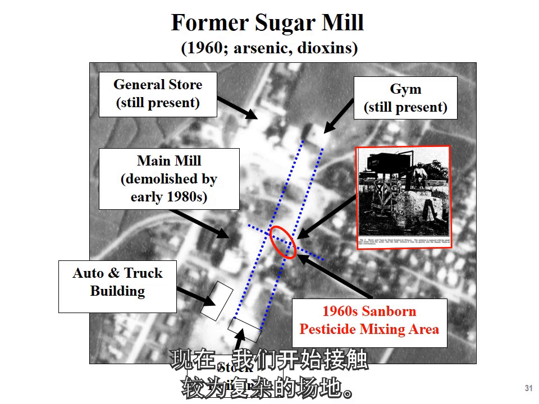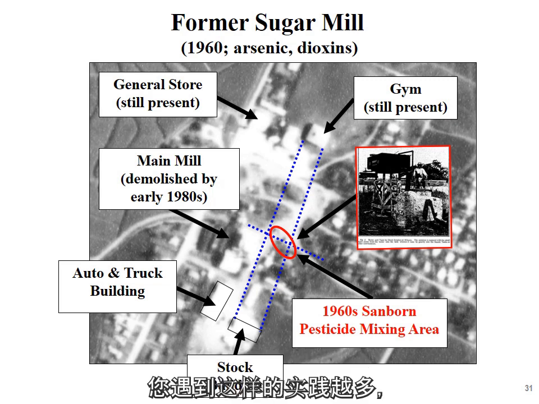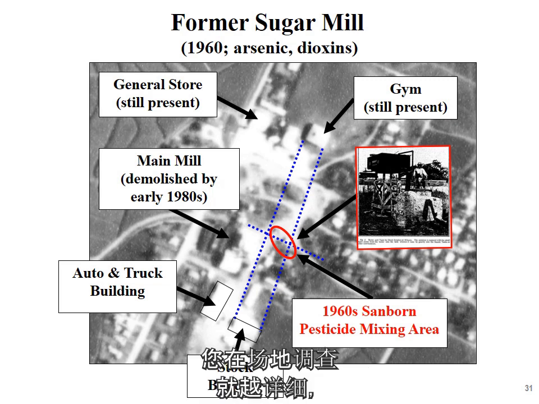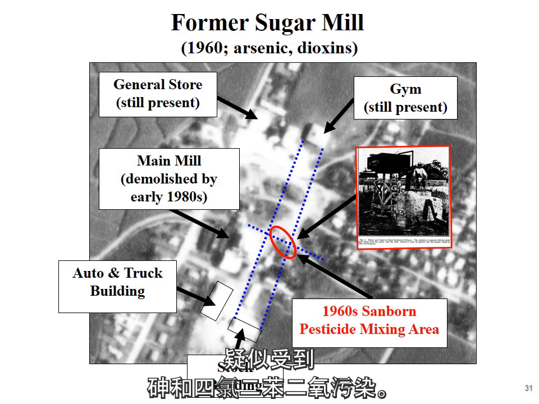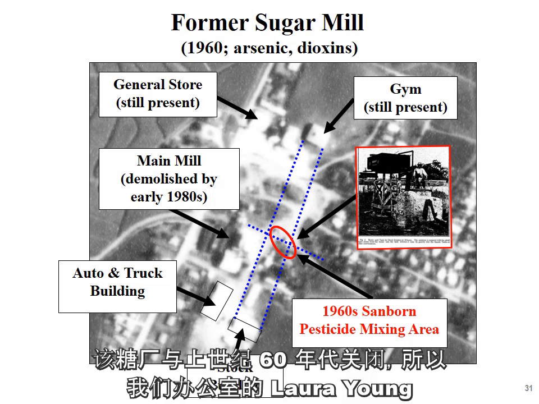Now, we start getting more complicated sites. The more practice you get with this, the more you can do really detailed investigations at a site. But again, you can get in and get out pretty quickly with just one or two rounds of investigation. This is a former sugar mill site on the island of Kauai, suspected to be contaminated with arsenic and dioxins. It shut down in the 1960s.